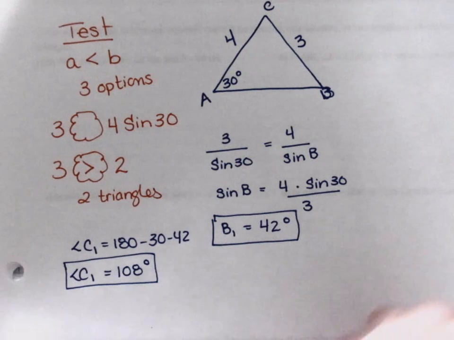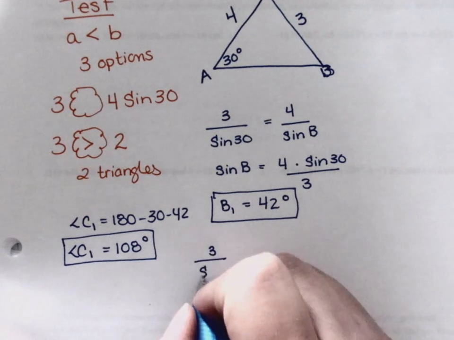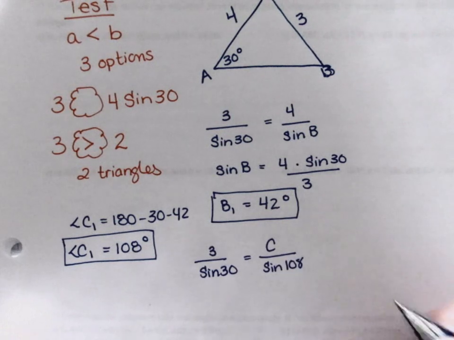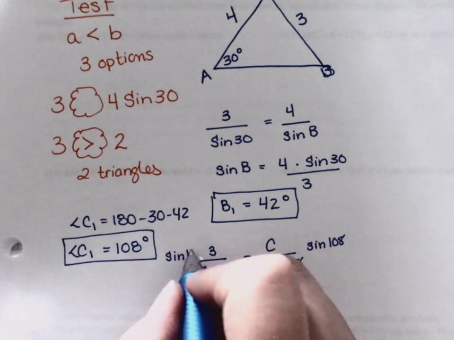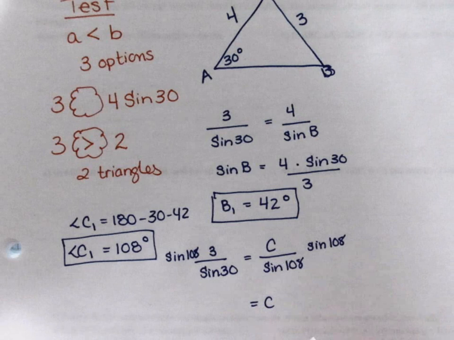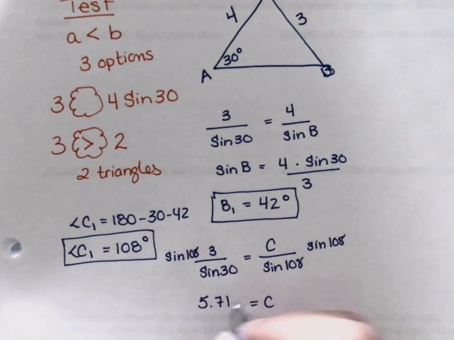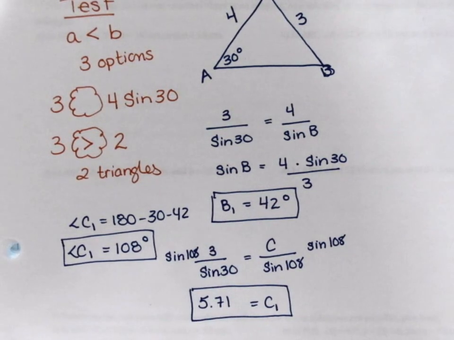And then the last step for solving this triangle is solving for side C. Okay, are we all good with that one? No, yeah. I thought it was 4.